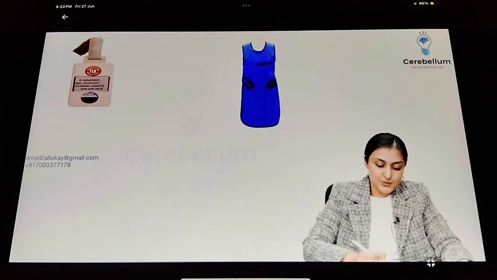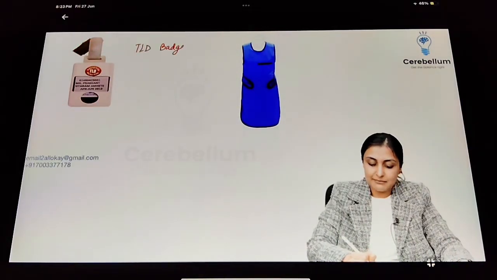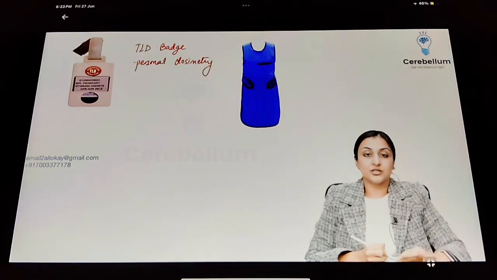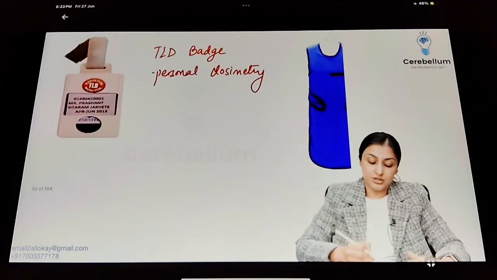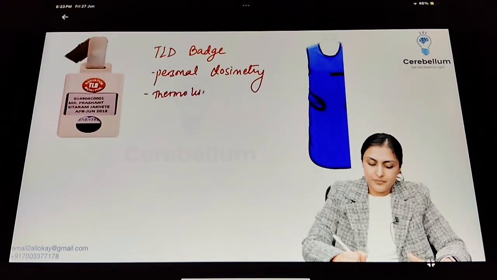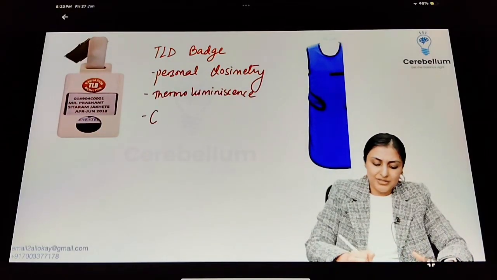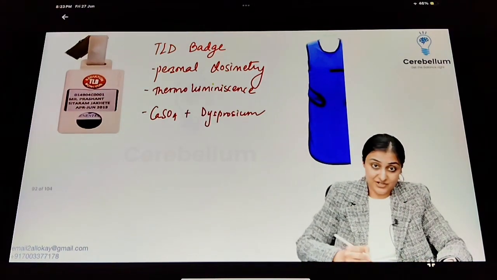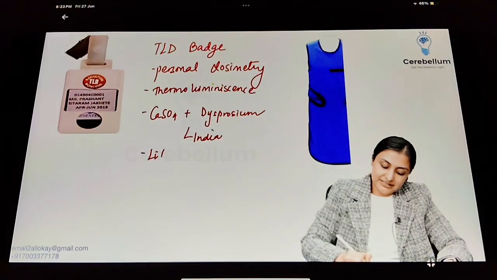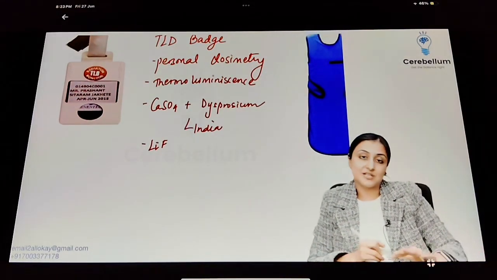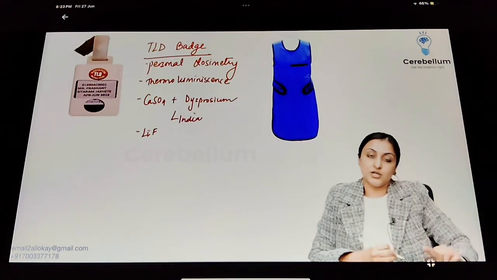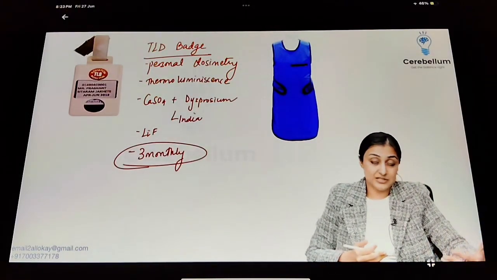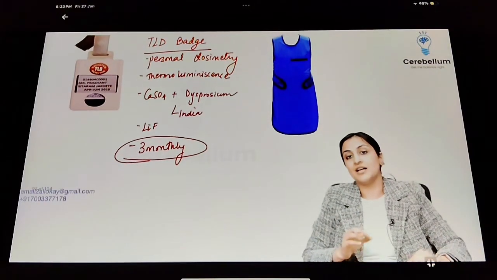So what is this here? This is what we call as a TLD badge. TLD badge is the badge used for personal dosimetry. So this is what measures the radiation to occupational worker. This is thermoluminescent dosimeter. So thermoluminescence is the principle. The compound that is used to make it is calcium sulfate, which is having this dysprosium compound in addition. That is what is used in India. Apart from this, even lithium fluoride can be used, but the former is cheaper and that's why we prefer that. So this is thermoluminescent dosimeter. A radiologist is going to wear it, and every 3 monthly, this is what is submitted for reading. So in the last 3 months, how much is the exposure that I've had is measured by the TLD.